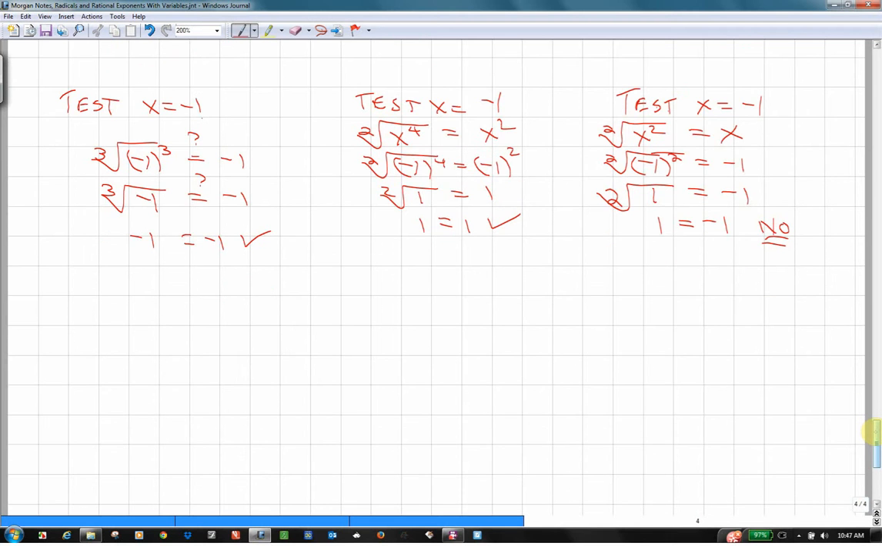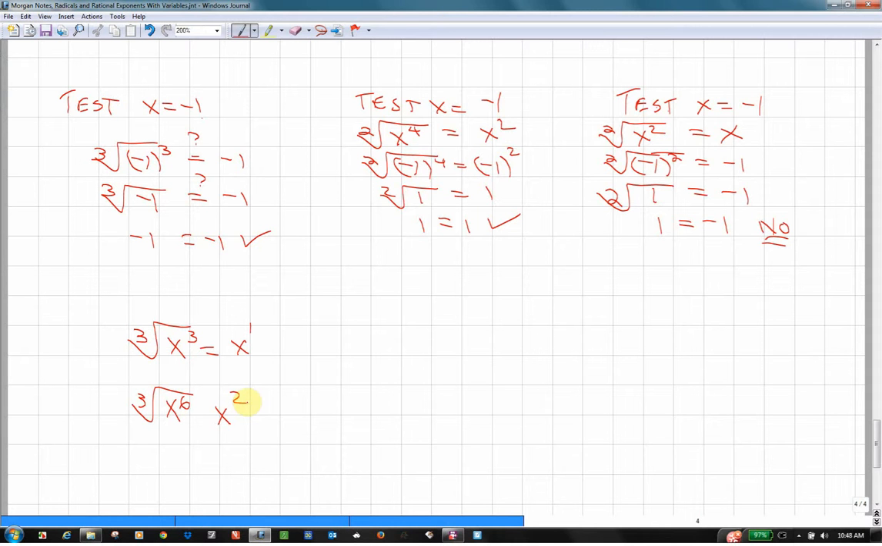Okay, first, if I have an odd index, whether it be the cube root of x cubed or the cube root of x to the 6th, this will be x to the 1st, this will be x squared. I don't have any issue at all. That works fine.